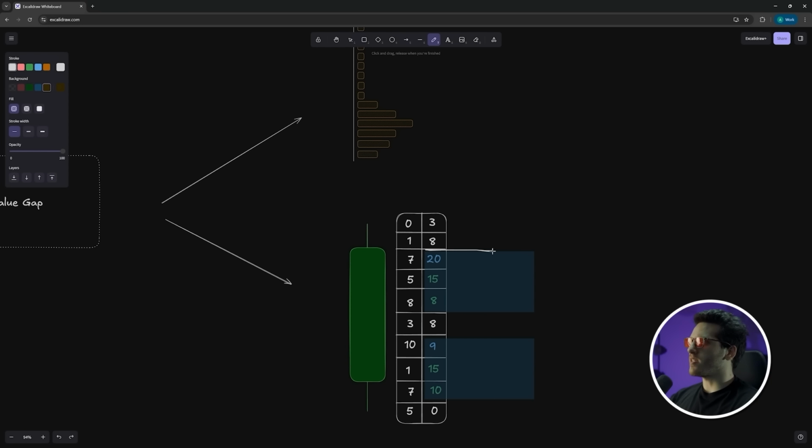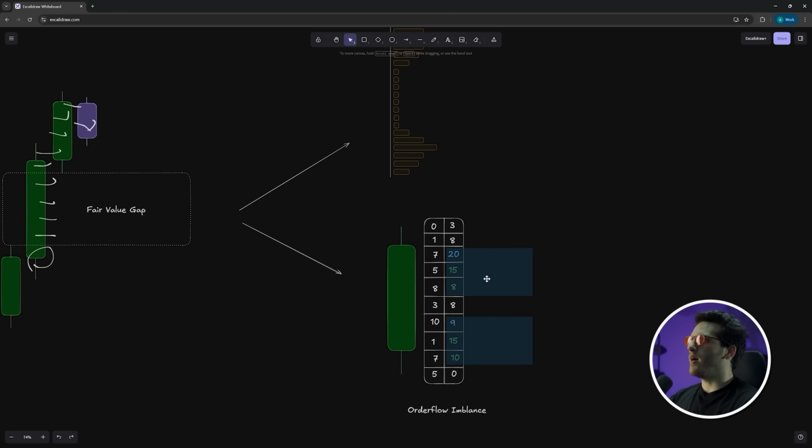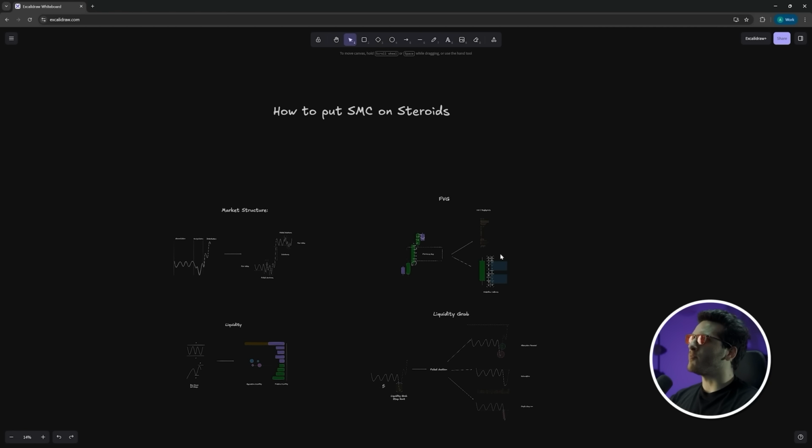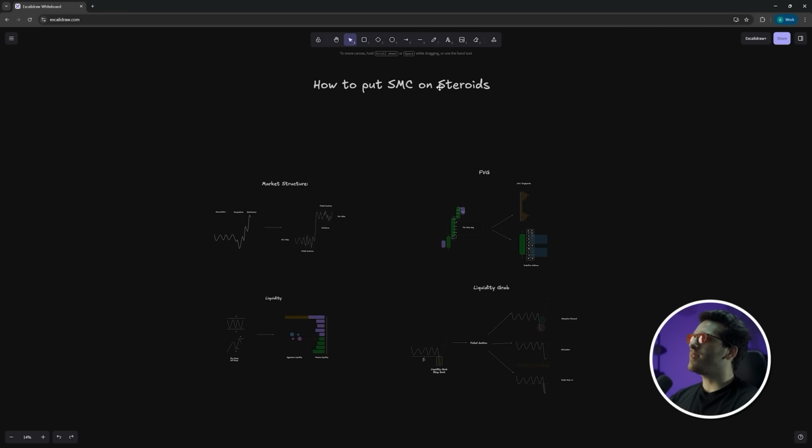But these are the sniper areas. This is absolutely phenomenal stuff, just like FVGs, but with an even better layer of precision. And this is how you can basically take SMC and put it on steroids, with a deeper level of understanding of market mechanics and using order flow. But let's get deep into the real deal.